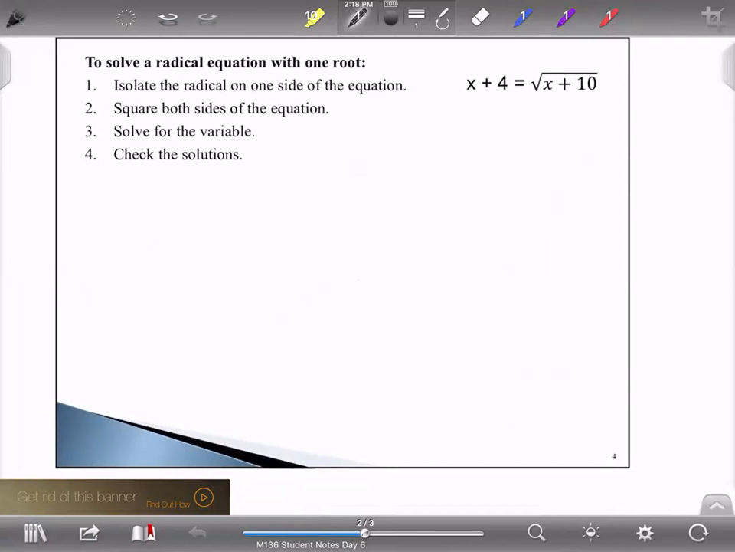Moving down to the next question. Again, we have one radical. We have 4 steps we need to complete. First step, isolate the radical on one side of the equation. That is actually already done. The square root in this case is on the right-hand side. There's nothing else on the right-hand side with it. So this one, you get to skip that step right there.